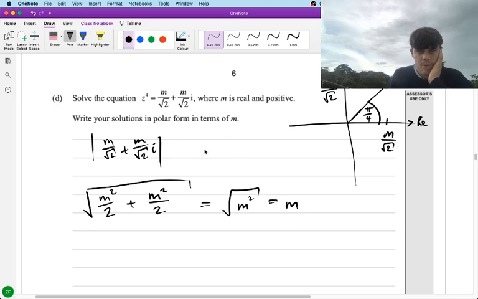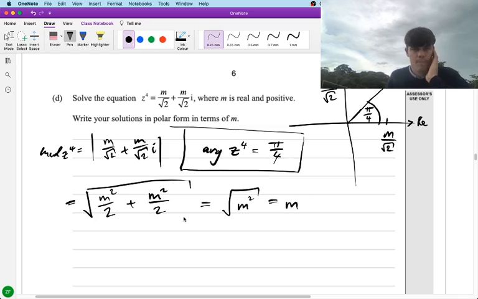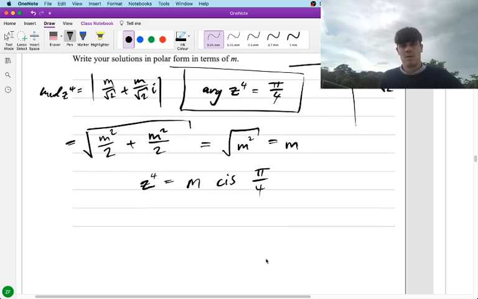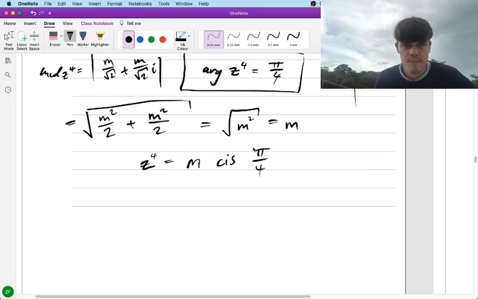So we've got our argument: arg of z to the 4 equals pi over 4, and then the modulus of z to the 4 equals m. Now we have our polar form ready: z to the power 4 equals m cis pi over 4. Very convenient numbers and letters they chose there, which make this question pretty easy.